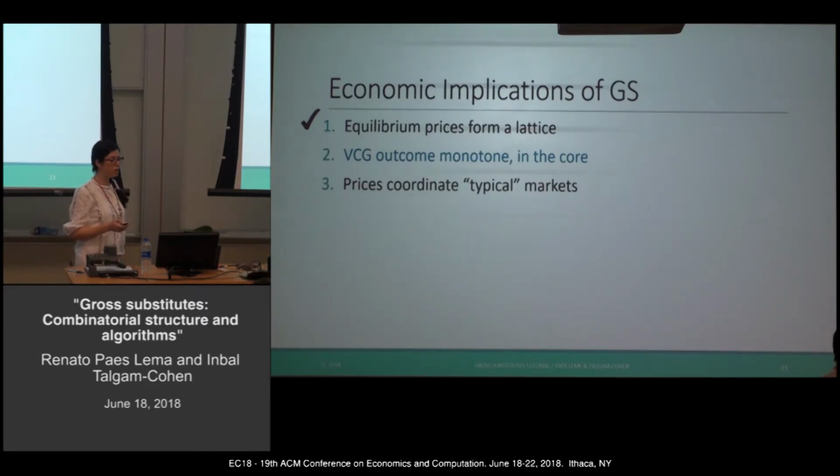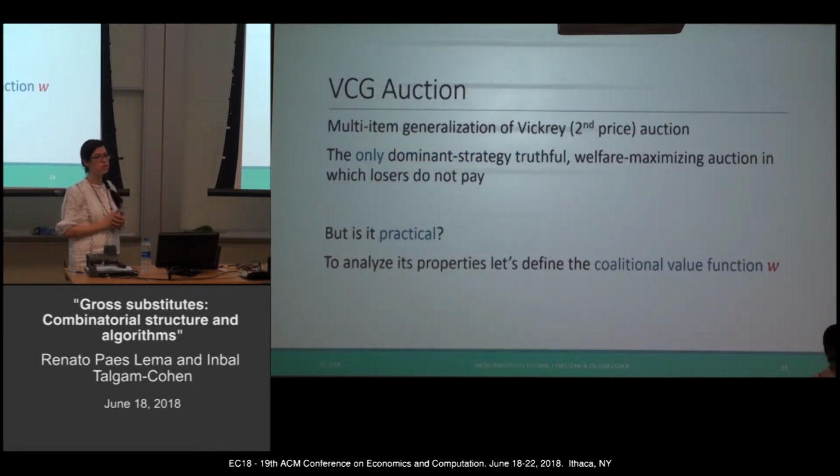Okay, so VCG, to remind you, is a multi-item generalization of the second price Vickrey auction. It's the only dominant strategy, truthful, welfare maximizing auction in which losers don't pay, and this means that theoretically it's really important. And the question is, but is it practical? This turns out to depend on its economic properties. So to analyze these, let's define the coalitional value function W.